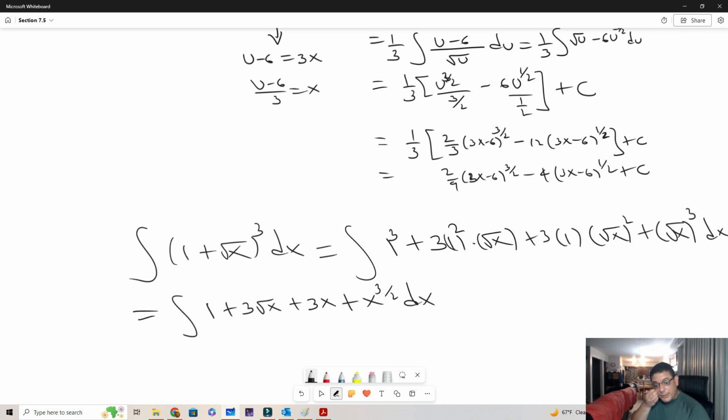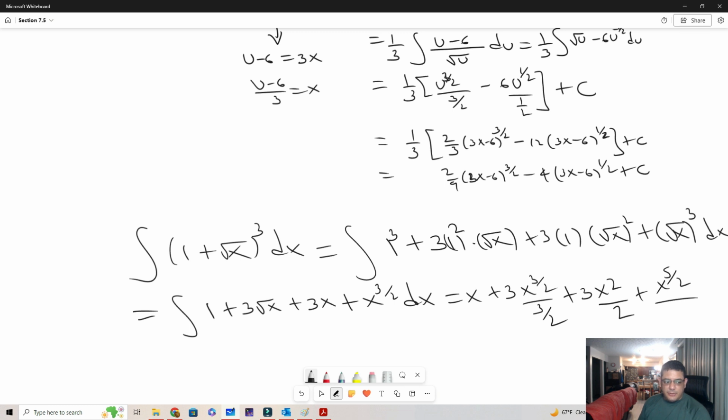And so at this point, we have something that is only in terms of powers, so it's going to be much easier to do. This is just x, then 3x to the 3 halves over 3 halves. Remember that the square root of x is x to the 1 half. Plus 3x squared divided by 2, plus x to the 5 over 2 over 5 over 2, plus c. And that is the last of the examples on these special strategies that we use for integration.